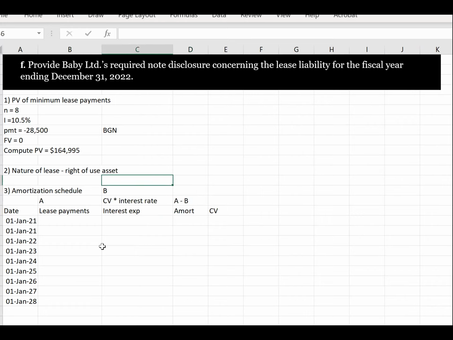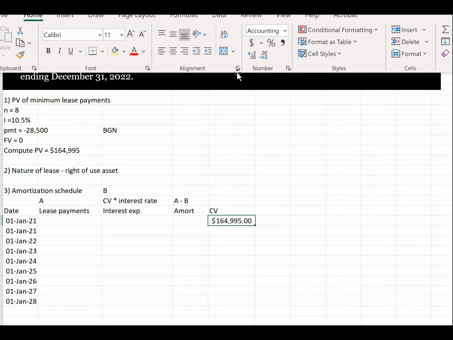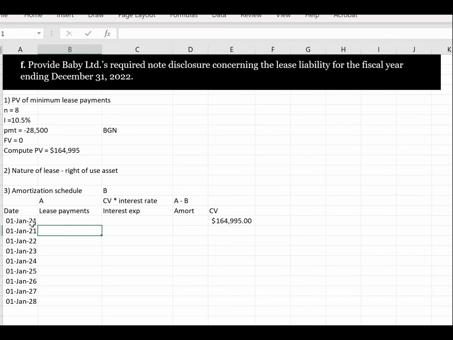Make this a little bit bigger, there we go. So our lease payment every period. The first thing we're going to do is put in the carrying value of the lease. We've calculated the carrying value here, 164,995. So that's our starting carrying value. Now we've got to have our lease payments. Our first lease payment is also due here, January 1st, 2021, and our lease payments are $28,500.